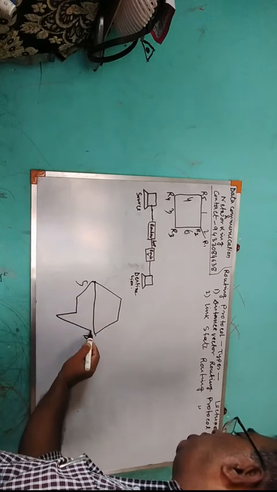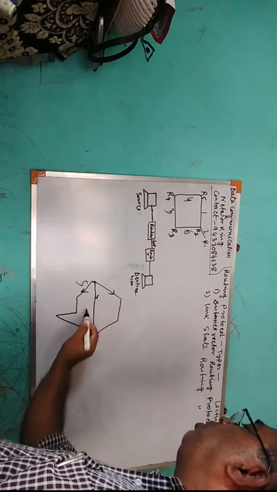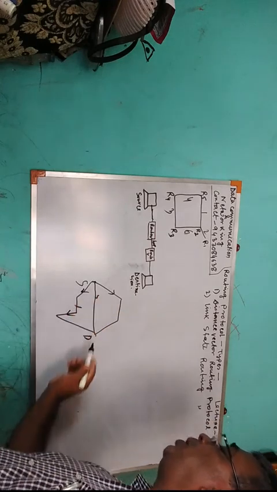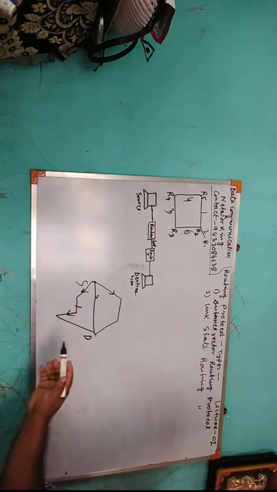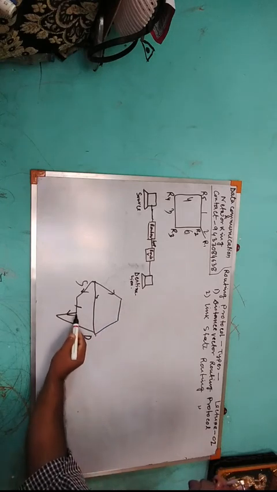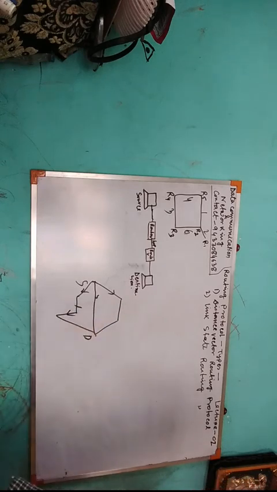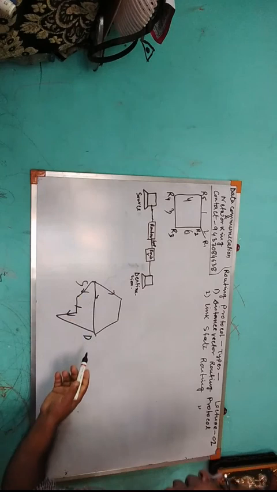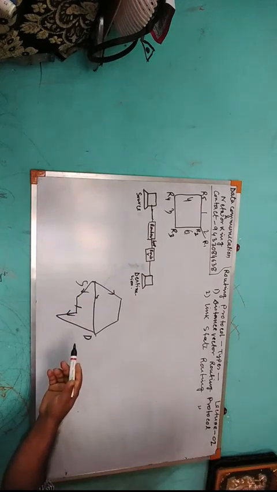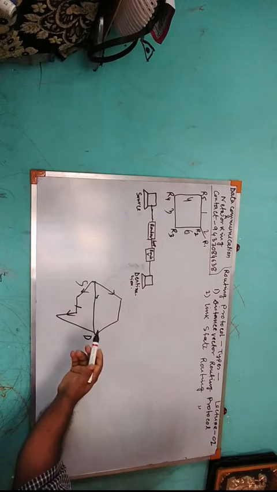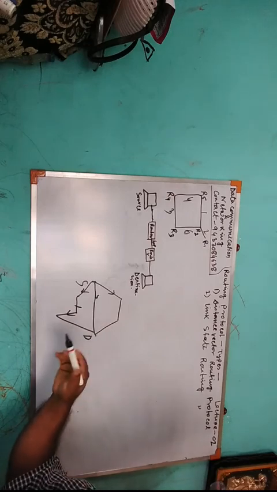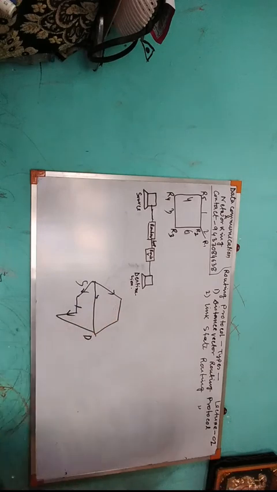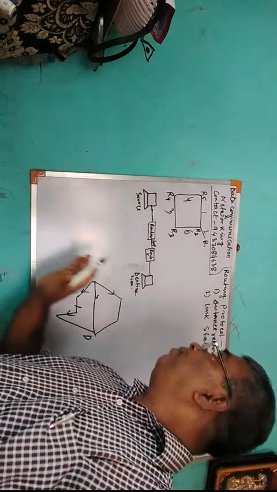So there are three ways from source to destination. These are the nodes actually. When the sender wants to send data to the destination, the router will find the shortest path, that is, whether the packet will be sent this way, this way, or this way. This is the main funda of routing protocol.